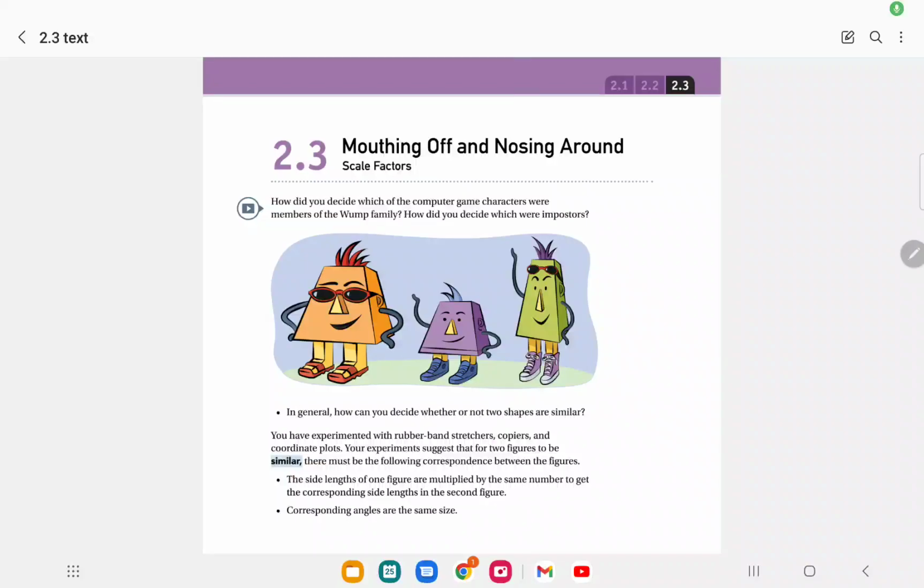In this video, we're going to be taking a look at 2.3, Mouthing Off and Nosing Around. We're still looking at these characters that we're designing on the computer, and we're looking at the familiarity of them and at different parts, obviously their nose and their mouth. That's why this is called Mouthing Off and Nosing Around. We're looking to determine if they're familial, meaning they're of the same family, in ways that they are. In mathematics, we call that similar.